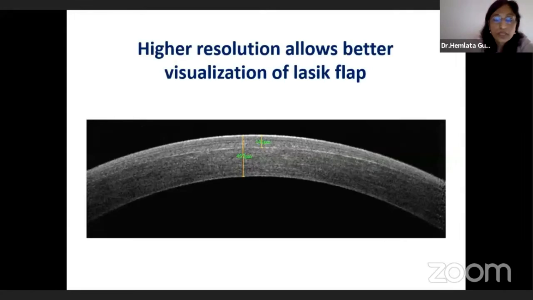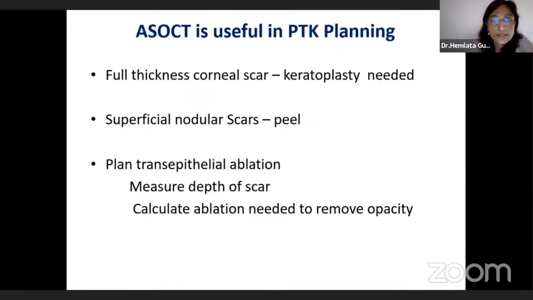Also, higher resolution OCT allows you to better visualize the LASIK flap. Almost the whole extent of the LASIK flap can be visualized. You can measure the thickness of the flap, and look at the residual stromal thickness. And it is also useful in PTK planning. Suppose you have a scar in the cornea and you want to treat the residual refractive error. So first of all, you need to know the depth of the scar.